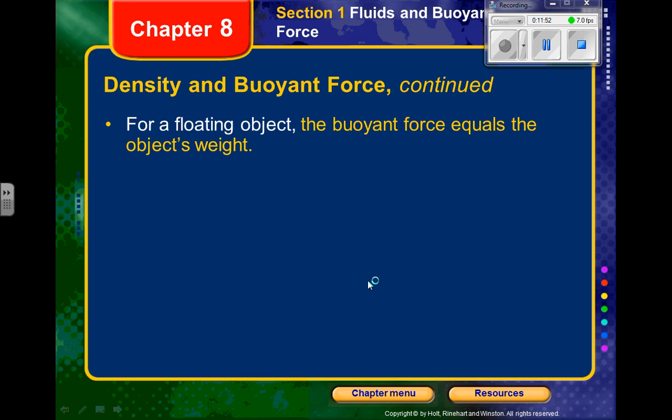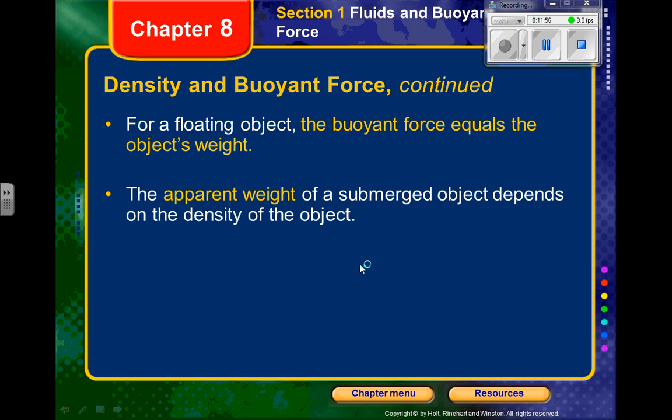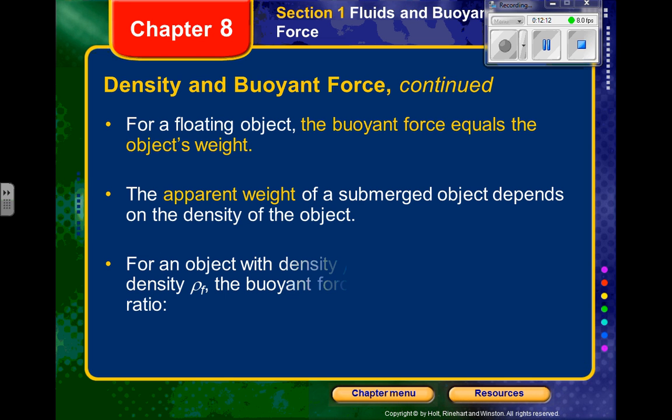For a floating object, the buoyant force then equals that object's weight. The more weight you put on it, the more water it displaces, so the greater the buoyant force. The apparent weight then is what it seems like it weighs. If you get in the bathtub or if you're playing in the pool, it's how much you feel like you weigh. It's what the scale is going to say when the thing is submerged under the water.